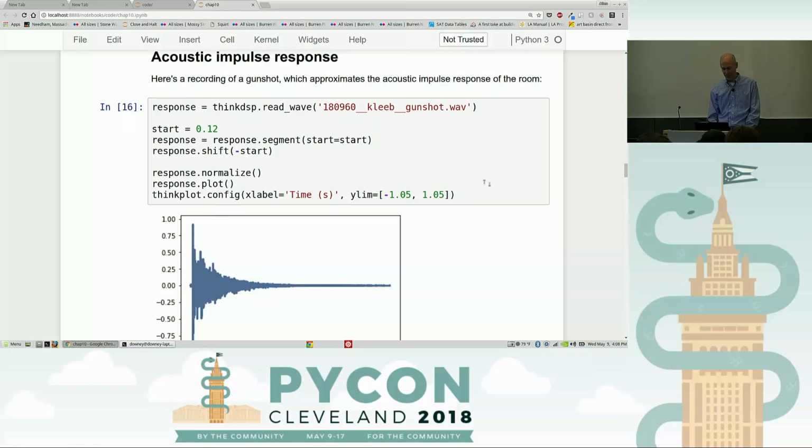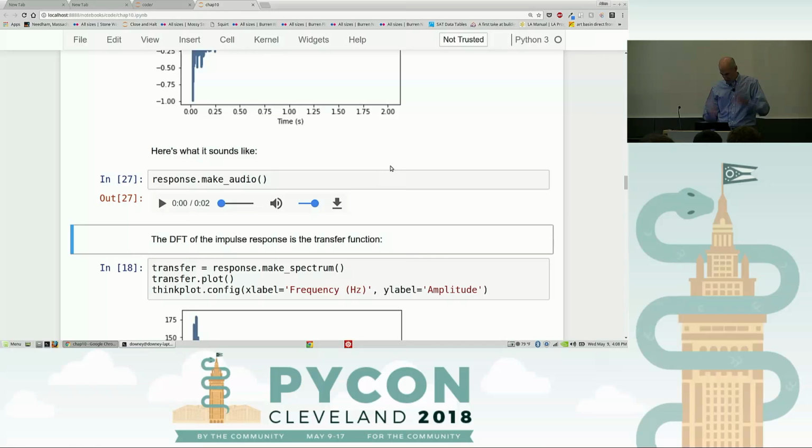So here's what I did. I went back to freesound.org, which again is this great resource, and they have lots of recordings of gunshots because this is what acoustic engineers do. And this is what it sounds like. If you fire a gun in some particular room, here's what it sounds like.